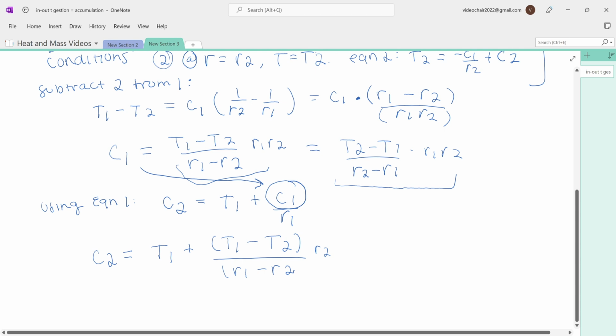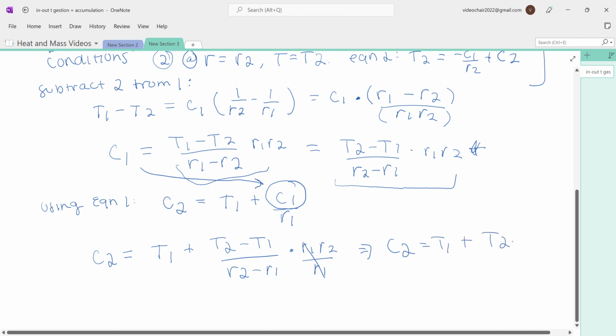Just kidding. I don't like the way that one works out. I'm going to choose this one. So T1 is T2 minus T1 over R2 minus R1 times R1 R2 over R1. So the R1's cancel, and you get C2 is equal to T1 plus T2 minus T1 over R2 minus R1 times R2.